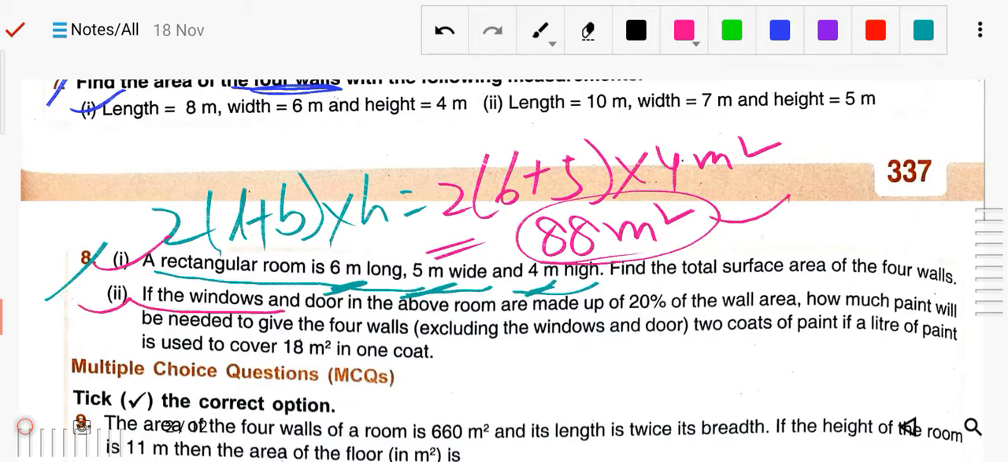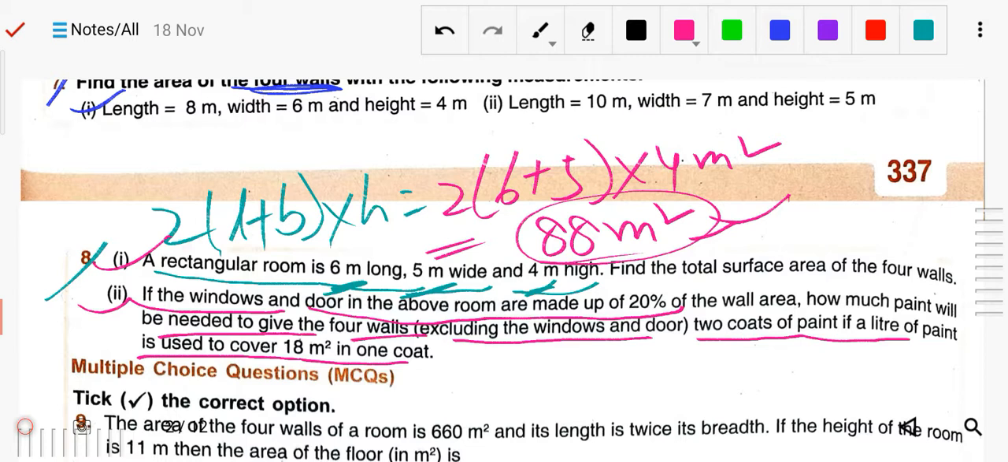If the window and door of the above room are made of 20% of the wall area, how much paint will be needed to give the 4 walls, excluding the window and door, 2 coats of painting, if a liter of paint is used to cover 18 meter square in one coat. Here it is saying that the area of this wall we got is 88, but in that wall there is a window and door.